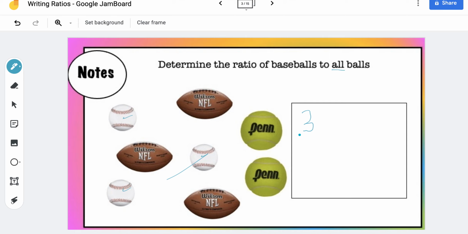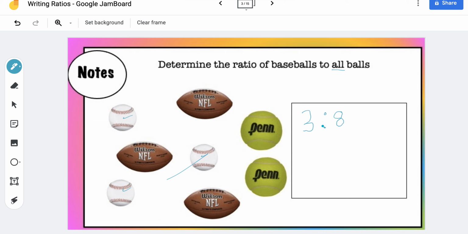And then we need to write the ratio of baseballs to all balls, right? So notice the baseballs are considered balls. So altogether we're going to have 1, 2, 3, 4, 5, 6, 7, 8. So the ratio is going to be 3 to 8. And that's the ratio of baseballs to all balls.